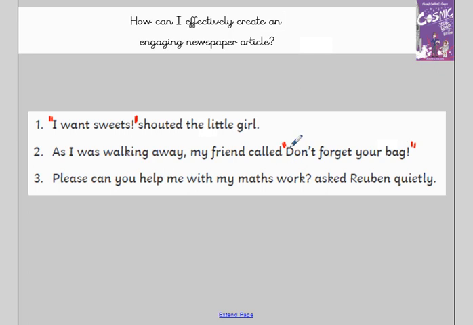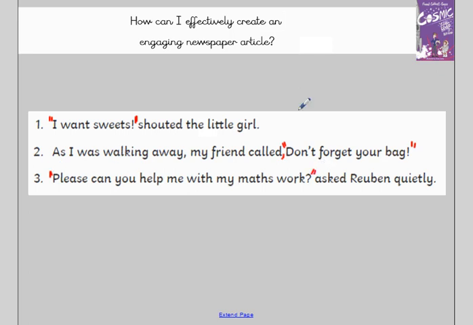We've already got a capital letter, but what we do need is a comma to split that, so that we then know that the speech is starting. So we use a comma in there, so make sure that's in there, that's really important. And then, "Please can you help me with my maths work?" asked Reuben quietly. Again, the capital letter's done for us, the punctuation at the end is done for us.